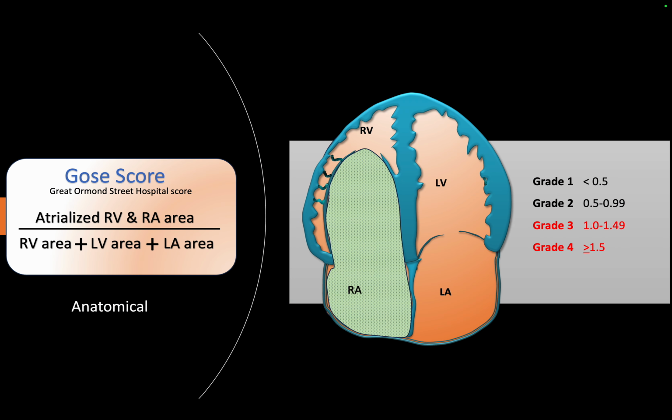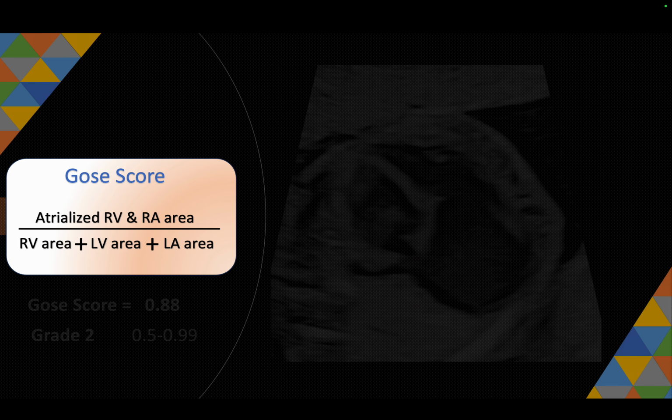The Celermajer or GOSE score is something like this: the right atrium plus the atrialized part of the right ventricle, divided by the rest of the heart, RV, LV and LA put together. If you divide this area by the RV, LV and LA area, that is what we call the GOSE score, and if the GOSE score is more than 1, it is a bad prognostic sign. More than 1.5 is quite a worse prognosis, right? So let us apply these scores to our case.